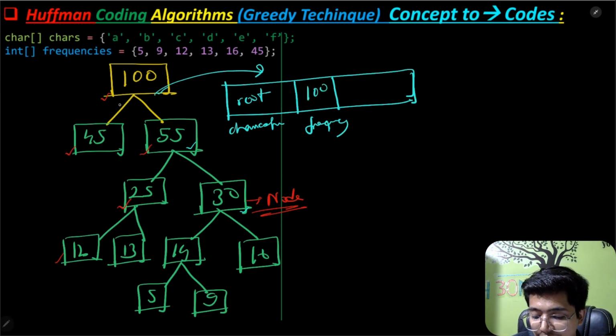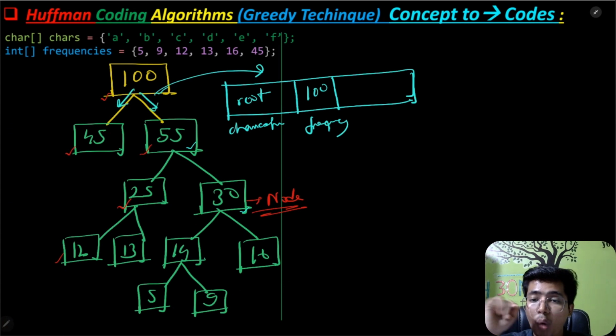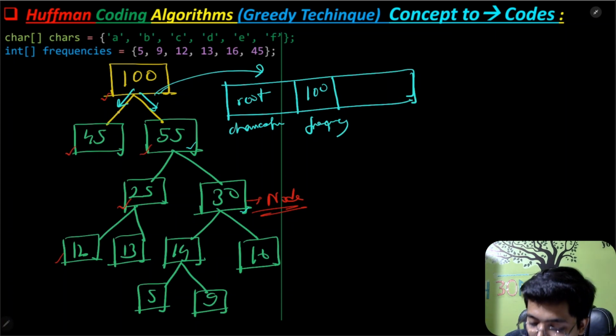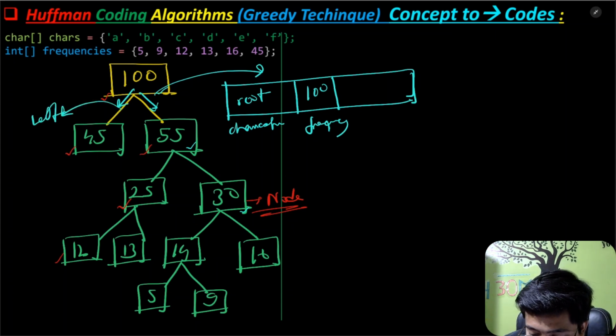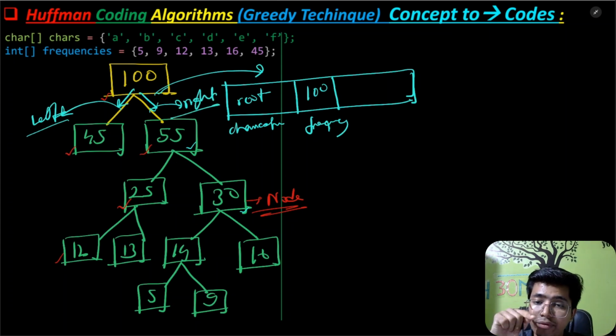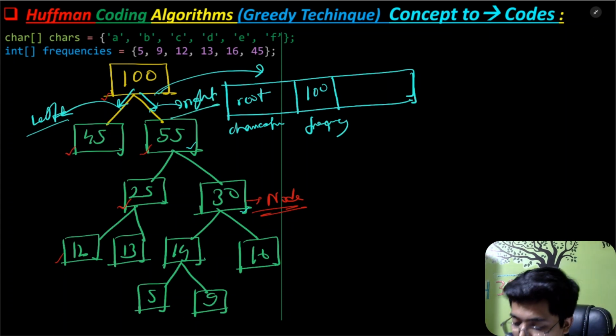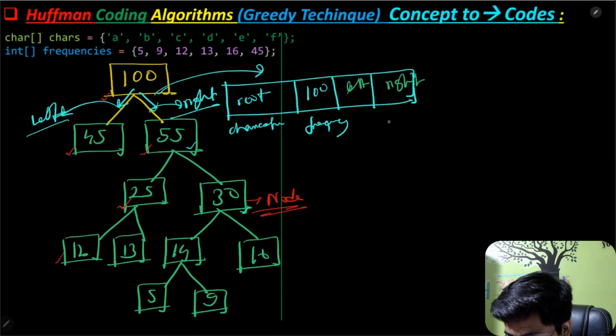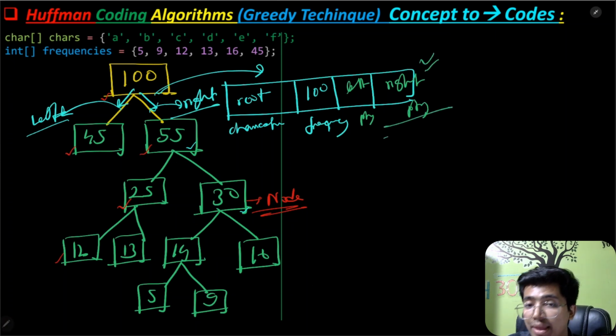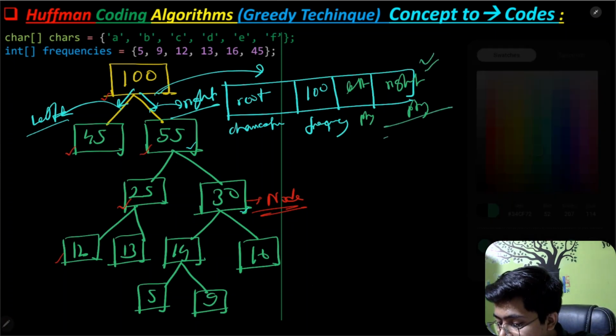Now look, every node has a left side and a right side. These are called the pointers. This is called the left pointer, and this is called the right pointer. So there is space for the left pointer and the right pointer. Now we need to construct this in our Java code. So let's look at how we can construct this.